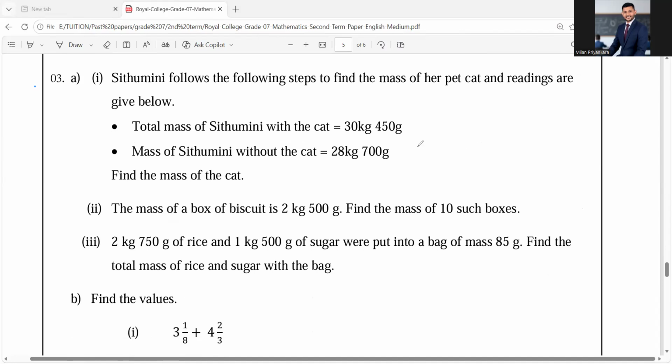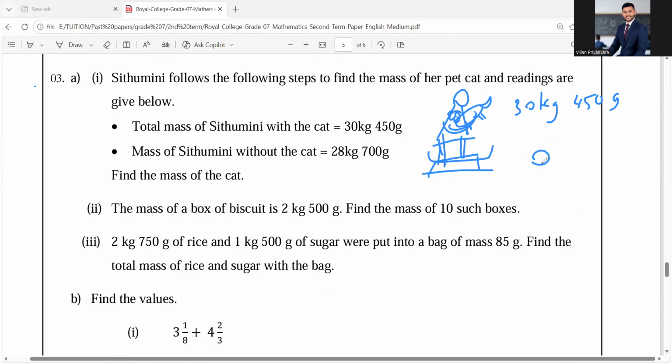We do this kind of thing to measure the mass of small children also. Because you cannot keep this cat on a scale because it is going to run. Therefore, you hold it in your hand, Situmini with the cat, right? Situmini holds the cat, and Situmini is on the scale. Actually, a scale is not like that, but let's say something like that. Then you have the mass, 30 kilograms, 450 grams.